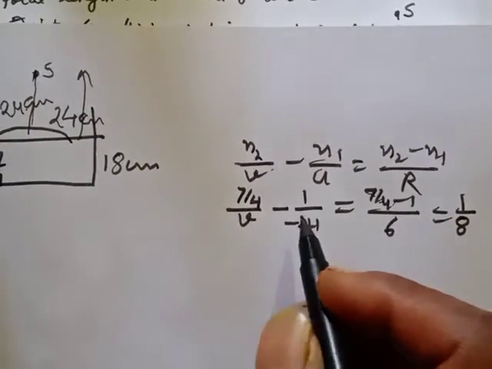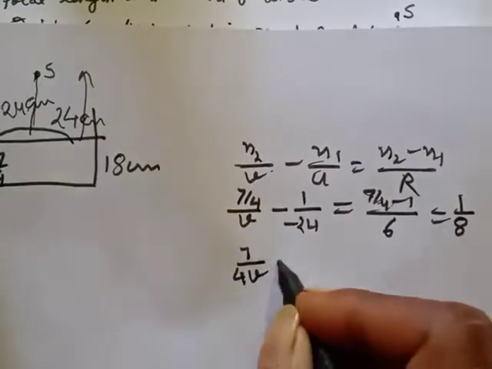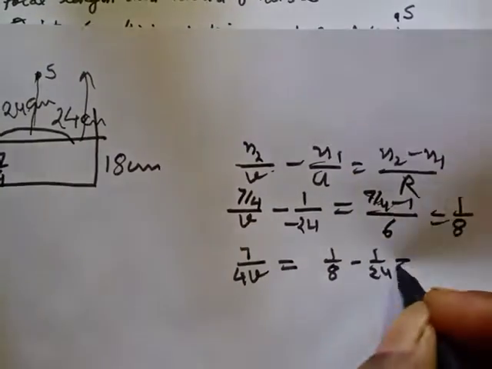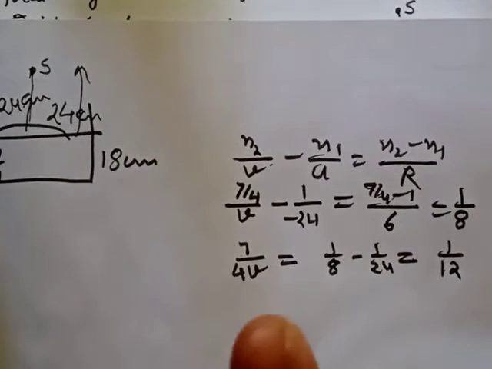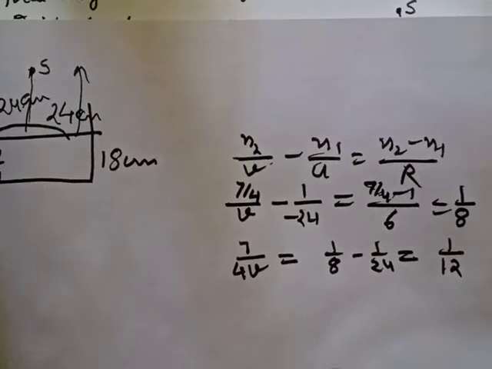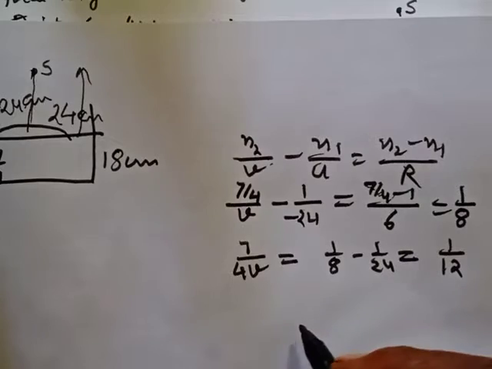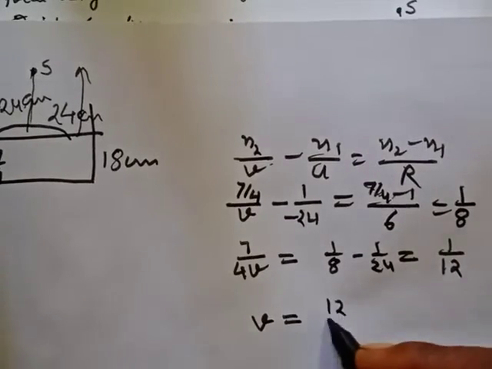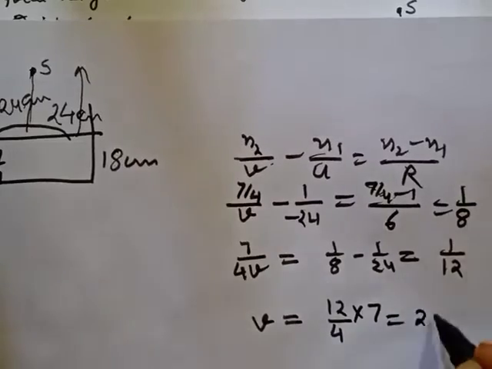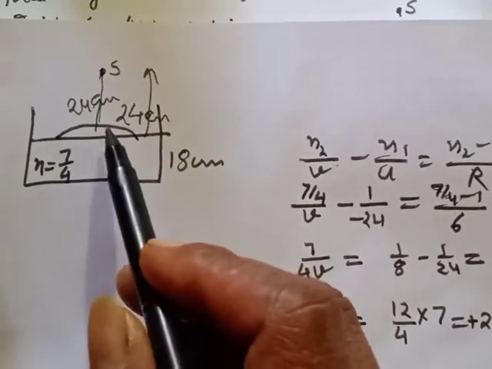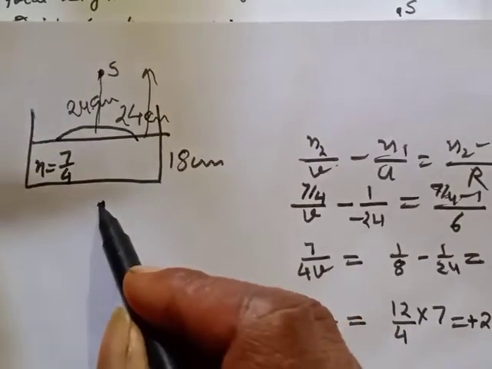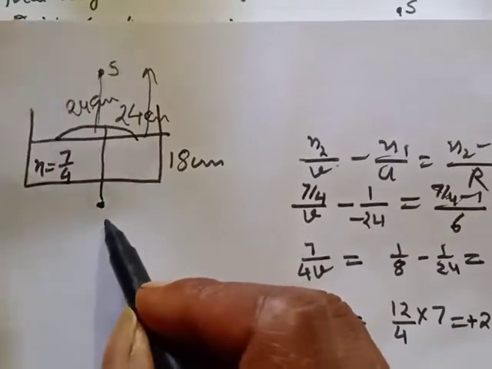Next, we can take it here. 7 by 4v is equal to 1 by 8 minus 1 by 24, which is 1 by 12. I'm not showing the entire mathematical part, so try to develop this ability to do such calculation mentally as much as possible. So v is equal to 12 by 4 multiplied by 7, which is 21 centimeter, and this is positive. So 21 centimeter is somewhere here. It is its image.